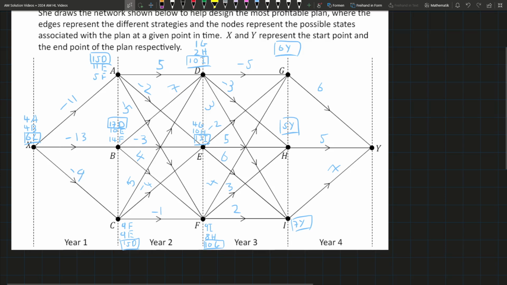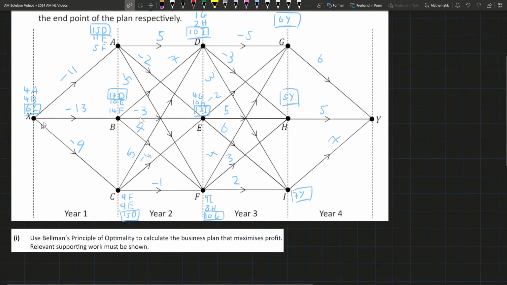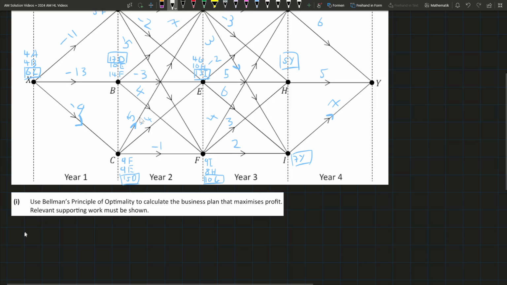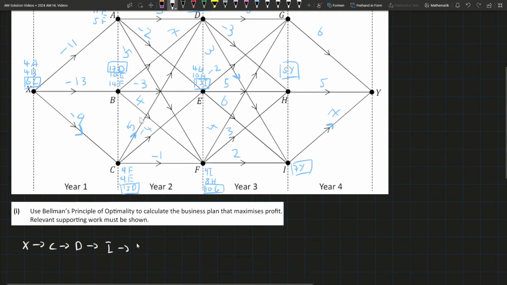But let's just look at the question again. It asks us to calculate the plan that would give the most profit. So let's have a look. So we want to go to C. So that's this way. Then we want to go to D, which is up there. Then from D, we want to go to I, which is down here. Then from I, we want to go to Y. So the plan that's most optimal is we go from X to C, then from C to D, then from D to I, as we have up there, and then finally from I to Y.